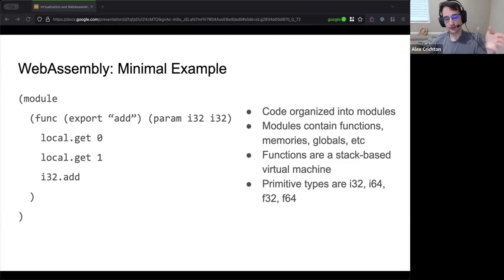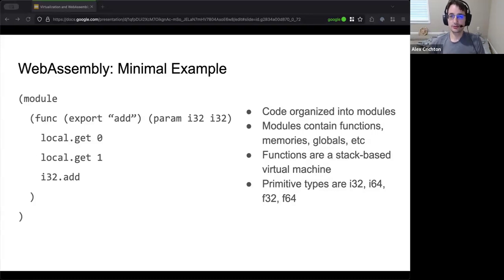And the actual internals of the instructions here are based on a stack-based virtual machine. So there are no registers, no native instructions or anything like that. The idea here is you have an empty stack. You push the first parameter, which is local 0, push the second parameter, and then the add instruction will pop two things and push the return value. And I forgot to type the return value here, so we can fix that later.